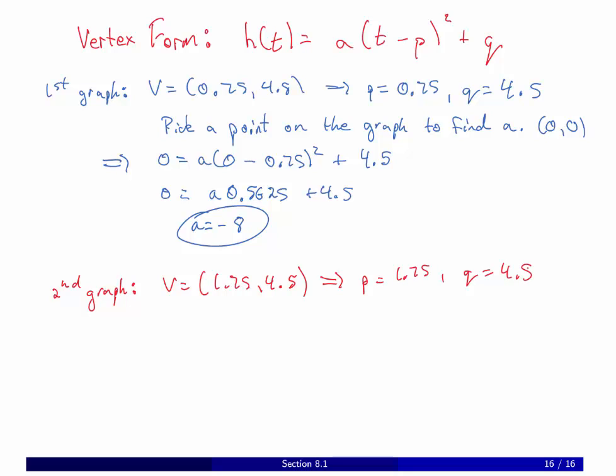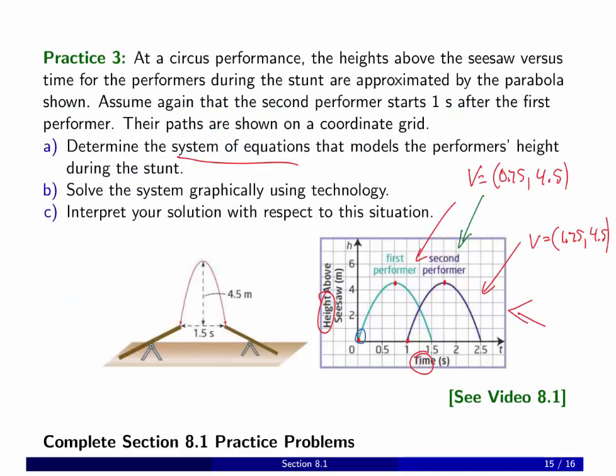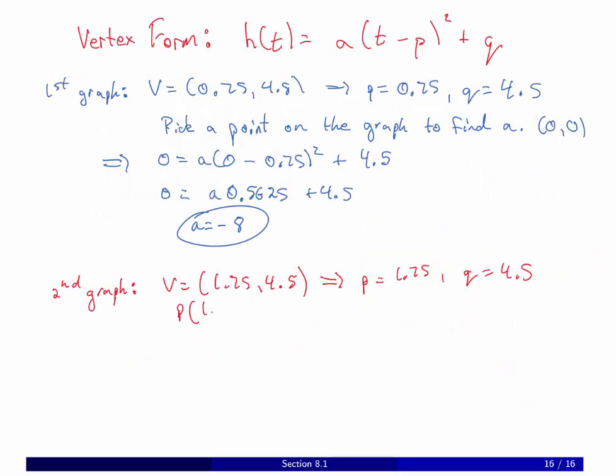Okay, pick a point in the graph. We'll say the point will be 1 and 0. Okay, this point right here. 1 and 0. That implies we're left with 0 equals a times 1 minus 1.75 squared plus 4.5. Sorry for my writing. It's getting worse as this video goes on, as usual.